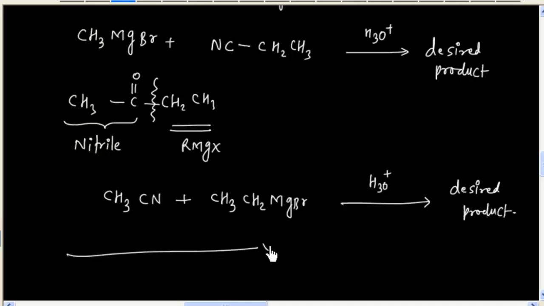So in this reaction we discussed, nitrile can react with Grignard reagent. Initially it will form imine anion that can be hydrolyzed to give ketone.